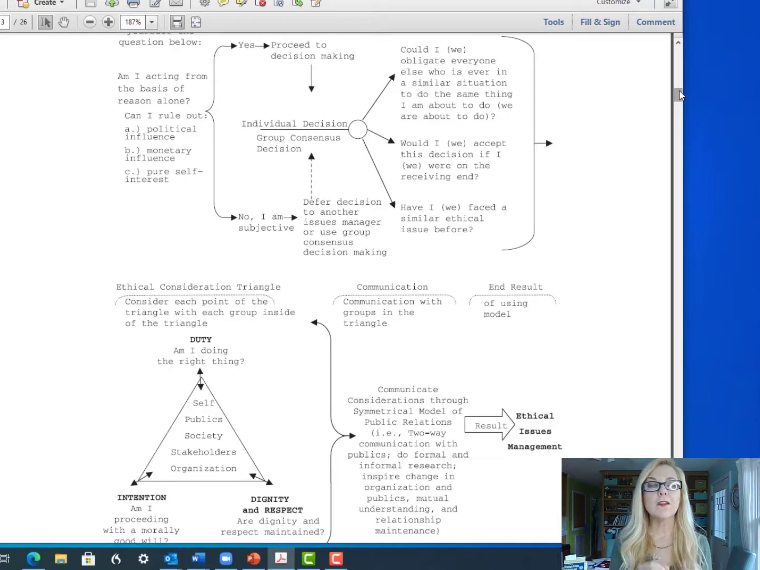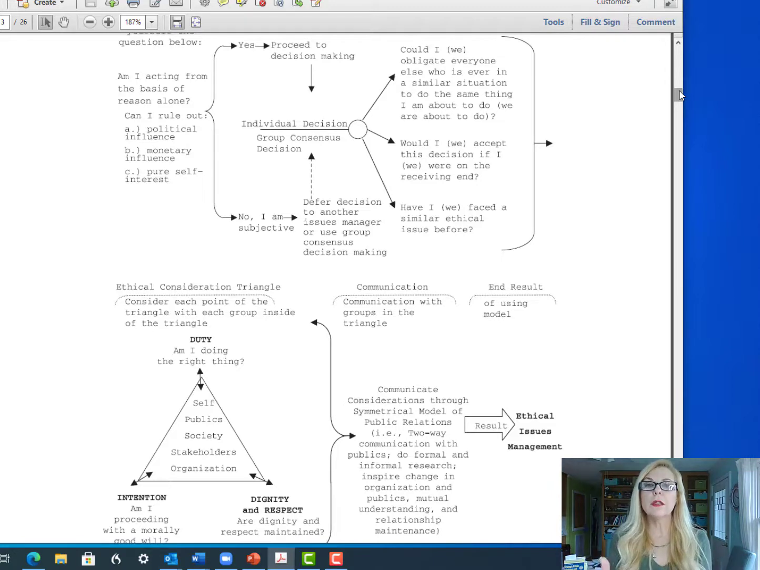Are you proceeding from a morally good will because the action is the right thing to do based on rational analysis and moral principles? And then finally, the larger arrow that's bracket-shaped is a two-way communication flow. You'll notice arrows on each side because it asks you, have you made sure to incorporate dialogue from all of the involved parties? Again, going back to the dignity and respect, second form of the categorical imperative. Maintaining dialogue and understanding helps to build long-term, symmetrical, and ethical issues management.